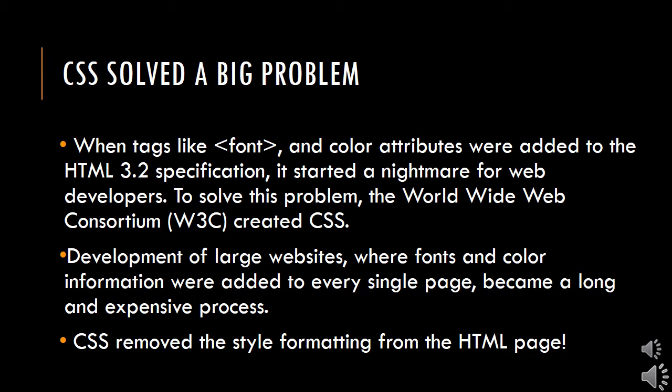When tags like font and color attributes were added to the HTML 3.2 specification, it started a nightmare for web developers. Development of large websites, where fonts and color information were added to every single page, became a long and expensive process. To solve this problem, the W3C created CSS. It removed the style formatting from the HTML page.